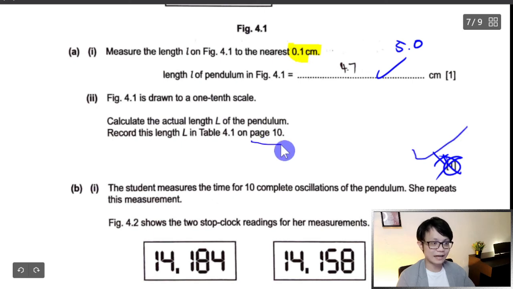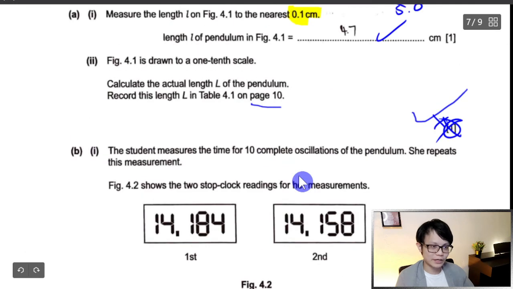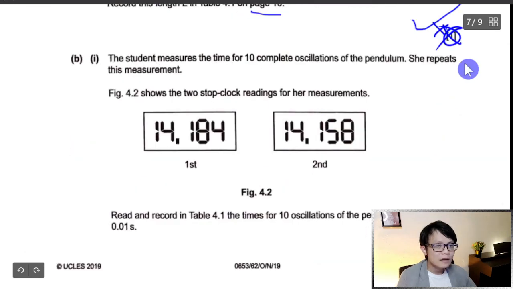So on page 10 you write 47. It's supposed to be 50.0, but because the student printed out the paper, it's 47. But never mind, because you printed out the paper, there's nothing much you can do for this one. So you get 1 point for this one. Very good. Just draw this first.